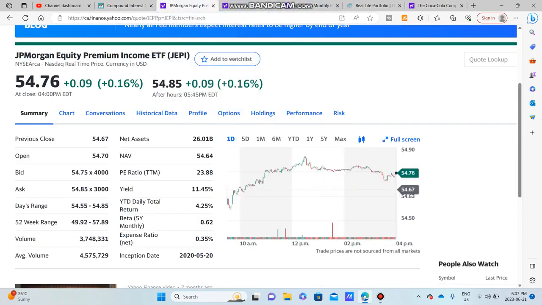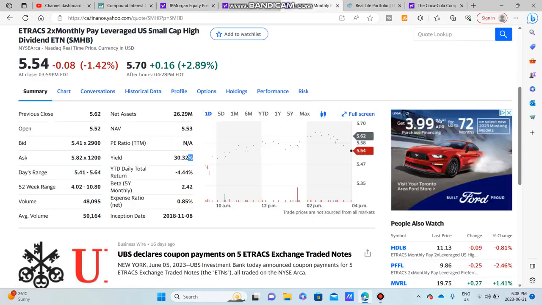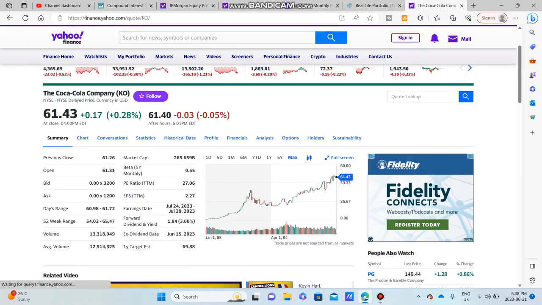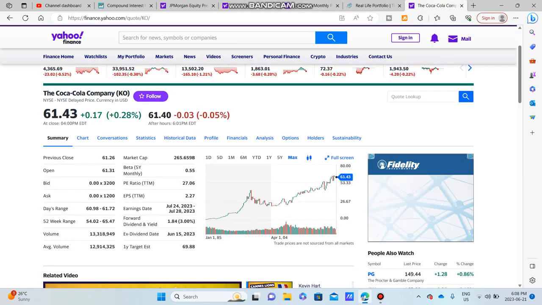You can invest in whatever you want. You can invest in JEPI, the JP Morgan Equity Premium Income ETF, which pays a dividend of 11%. You can invest in SMCI, which pays a dividend of 30%, or NVIDIA, which pays a dividend of 0, just kidding, about 37% currently. I also do have Coca-Cola stock just to show you the difference.